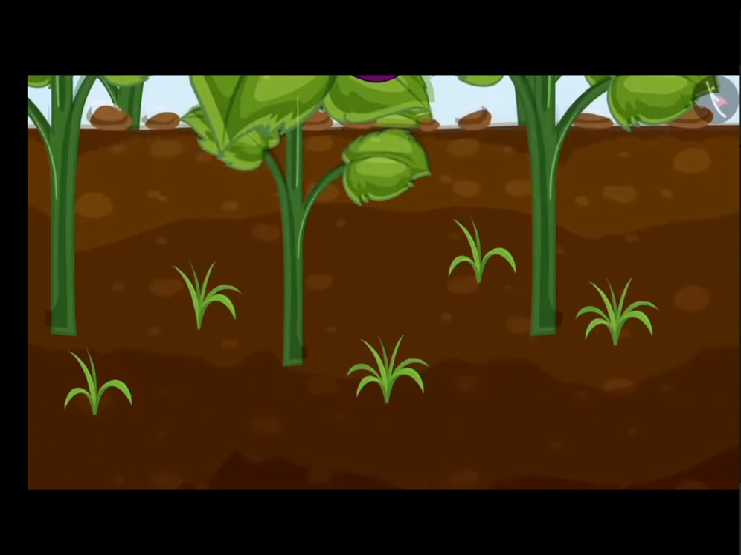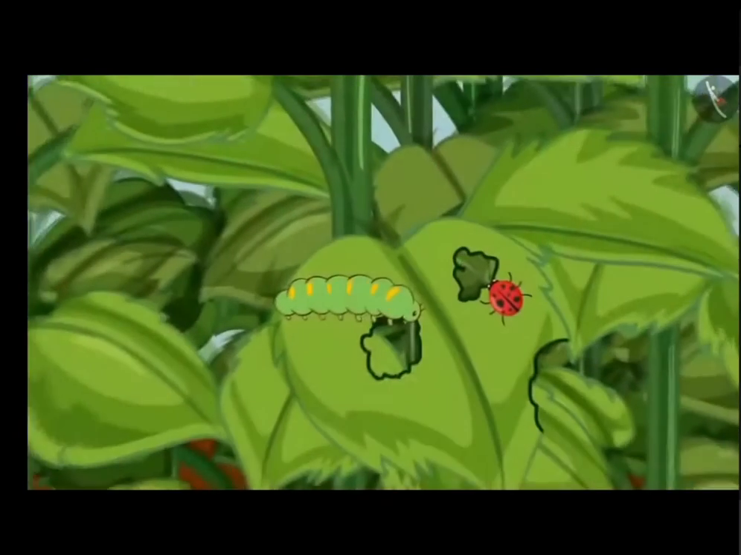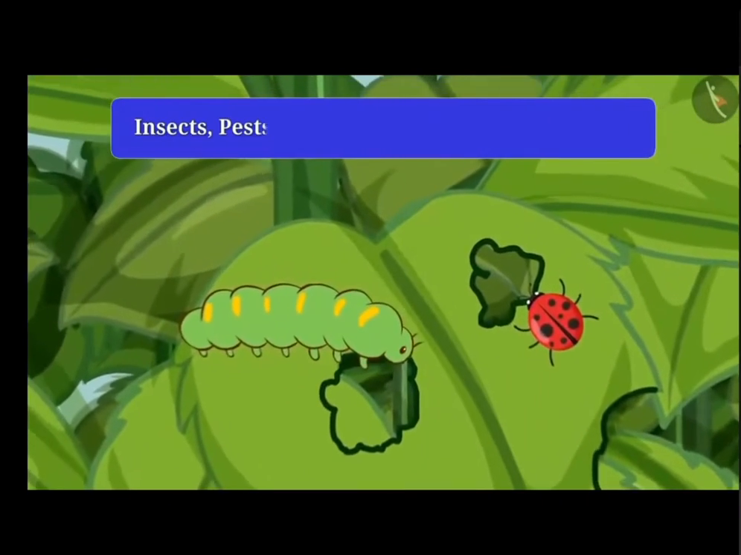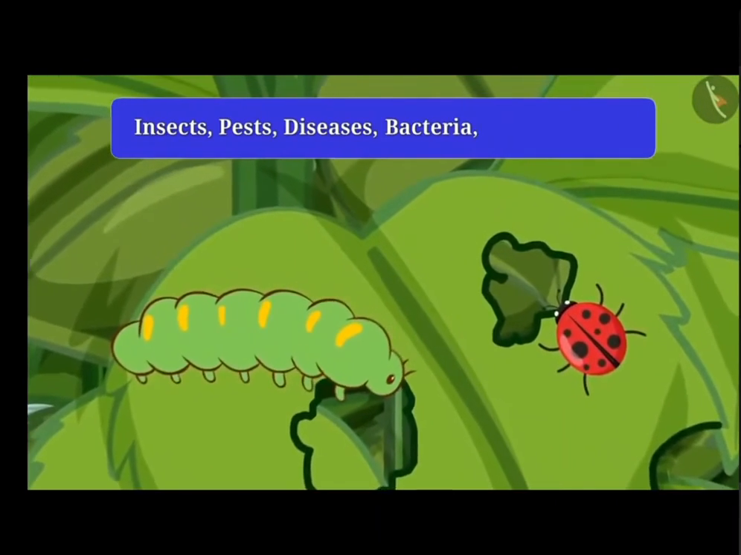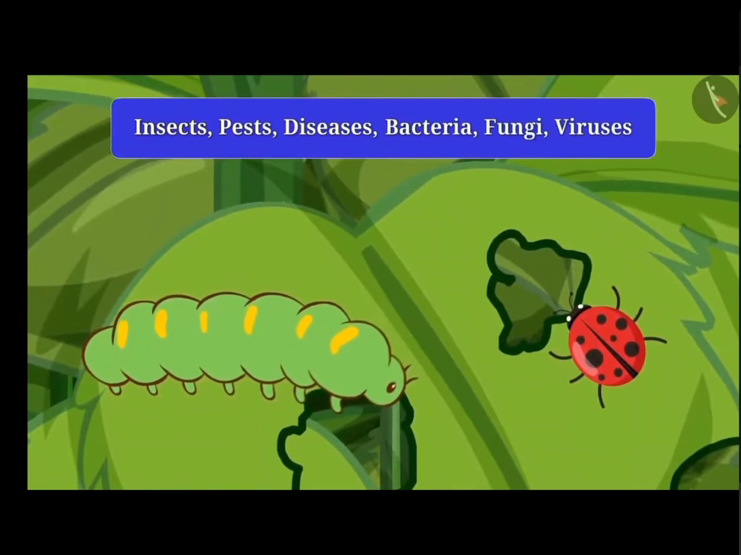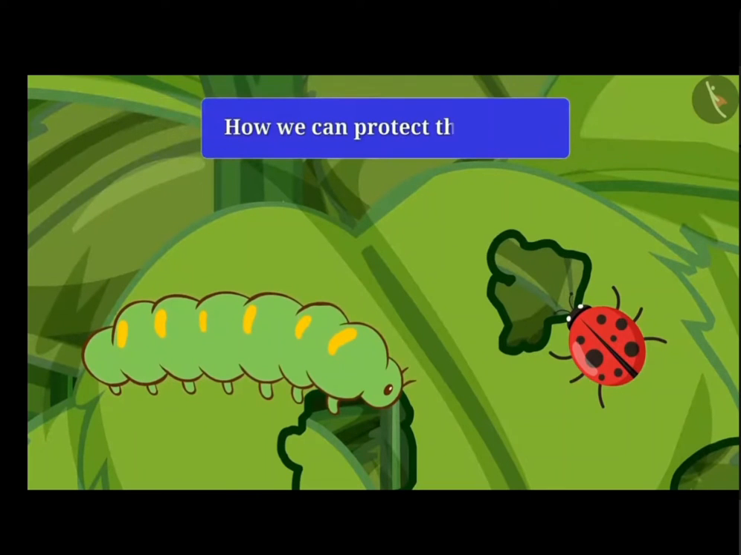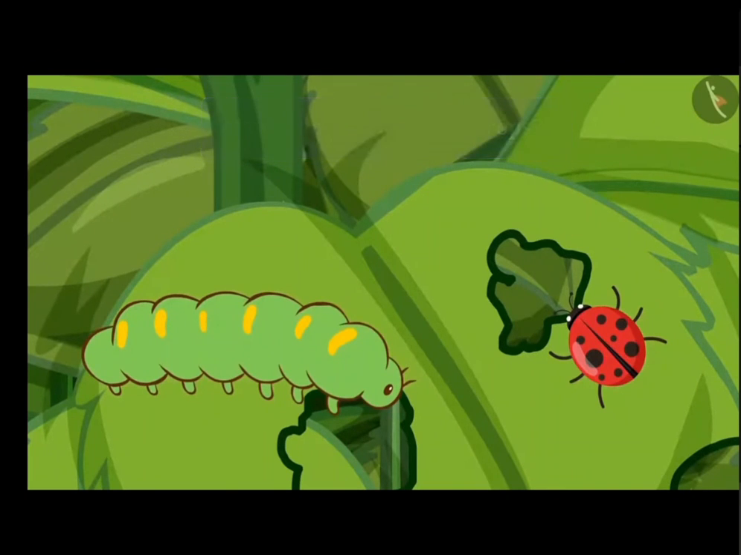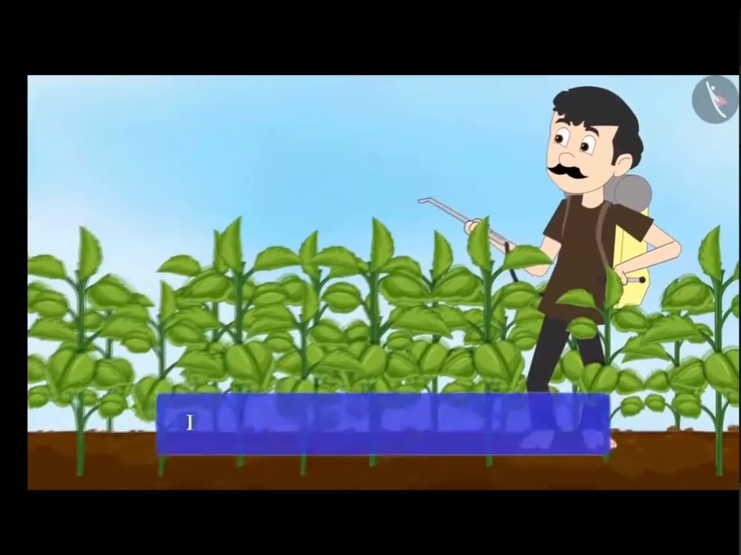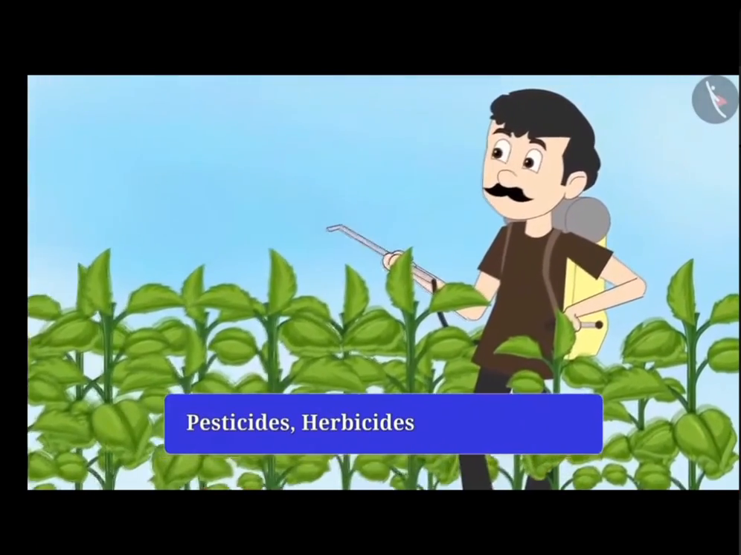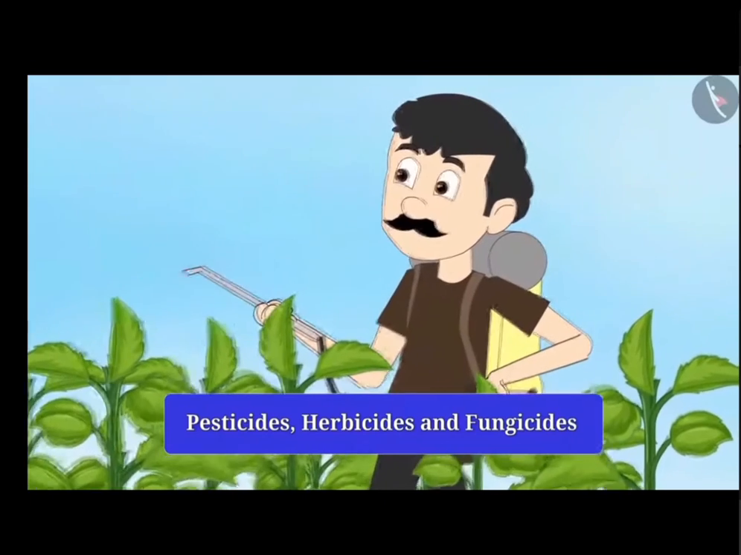Do you know what, apart from weeds, can damage the crop? Just think. Yes, apart from this, insects, pests, and diseases also destroy the crops. Diseases in crops are caused by bacteria, fungi, and viruses. Do you know how we can protect the crops from them? By spraying chemicals such as pesticides, herbicides, and fungicides.